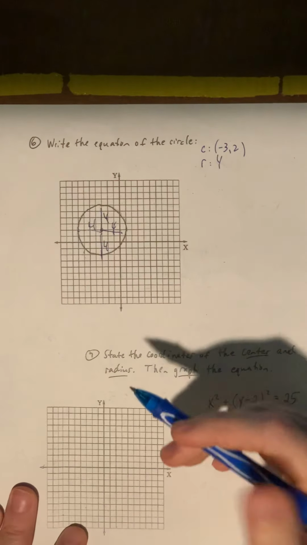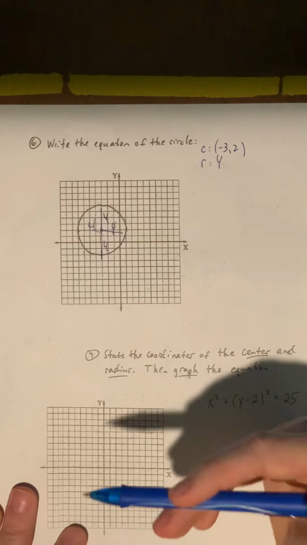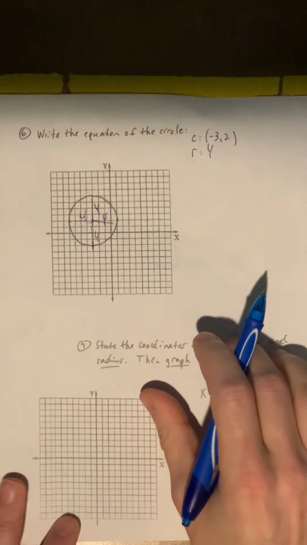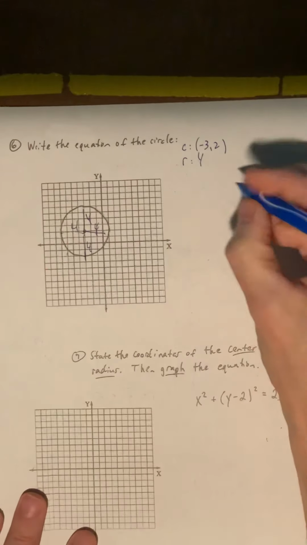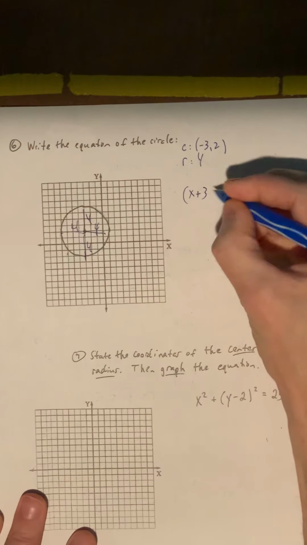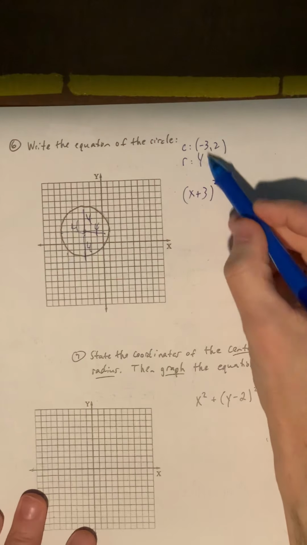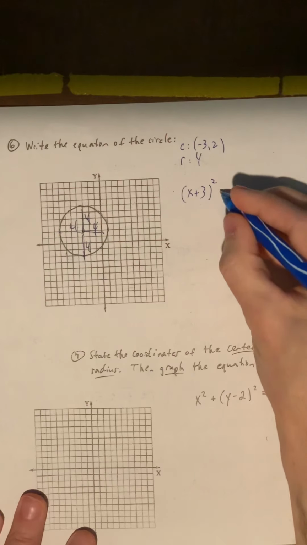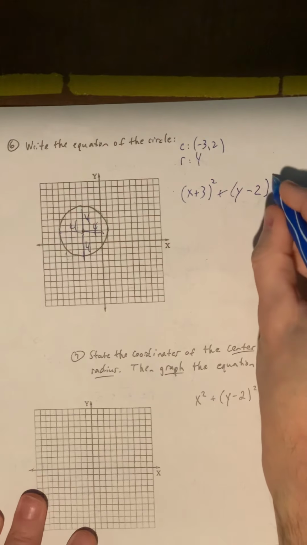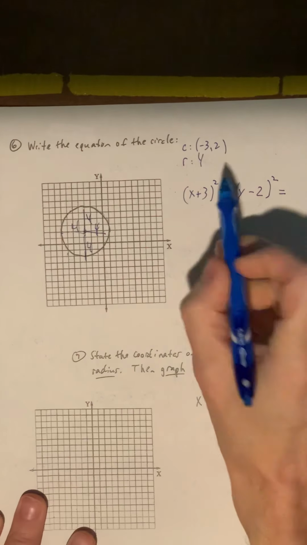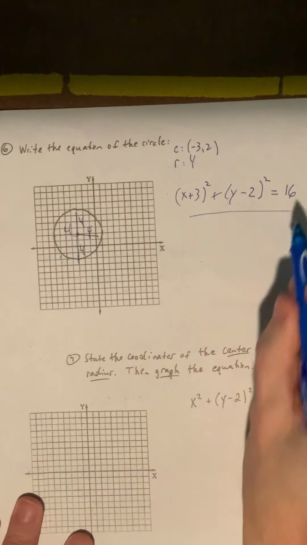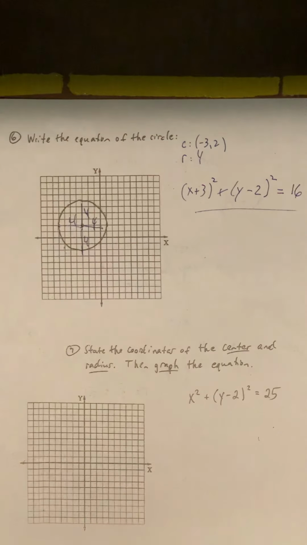Now, just like we did in 4 and 5, since we have the center and the radius, we can easily write the equation. So, x plus 3 squared, remember the sign changes, plus y minus 2 squared equals 4 squared, which is 16. And there's your equation for number 6.